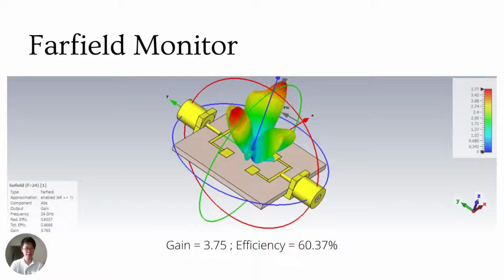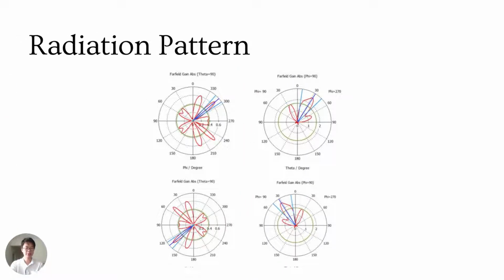and the far field monitor shows a gain of 3.75 dBi and efficiency of 60.37, which is the same for both ports, so it's just vice versa here. And then here is the radiation pattern. You can see it's highly directive, but it's not in a wide aperture or a good distance.